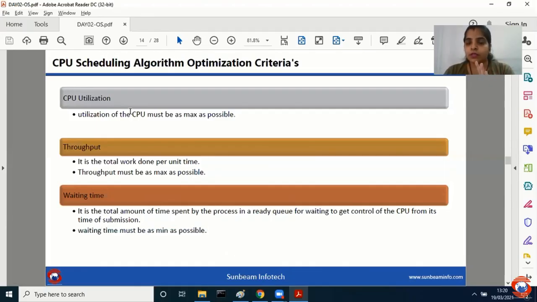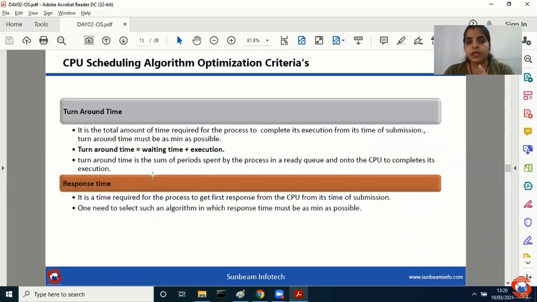Have you understood what is CPU utilization, what is throughput, what is waiting time? These all are the criteria that we can calculate. The other two criteria are turnaround time and response time. Turnaround time is equal to waiting time plus execution time. If I had to wait, let us say, 10 minutes and my process executed for 20 minutes, so total time will be 30 minutes, that is turnaround time.